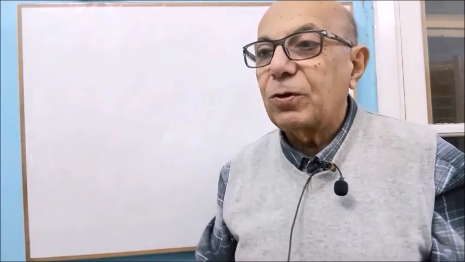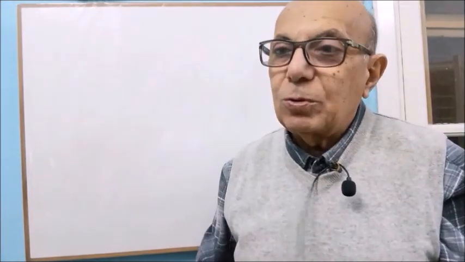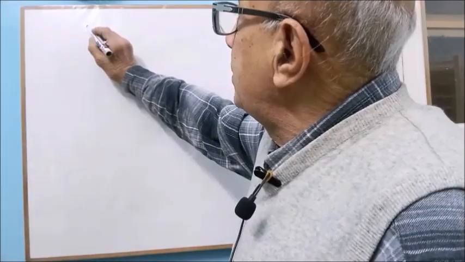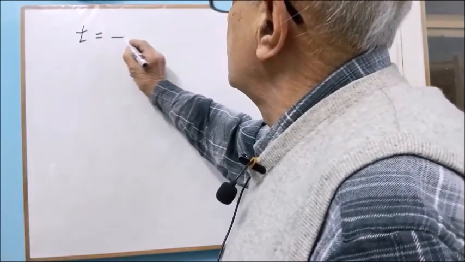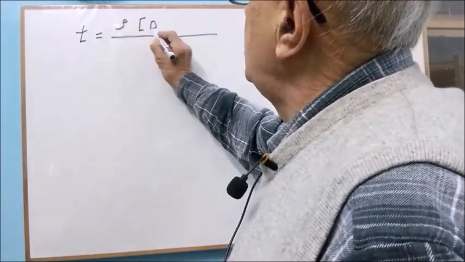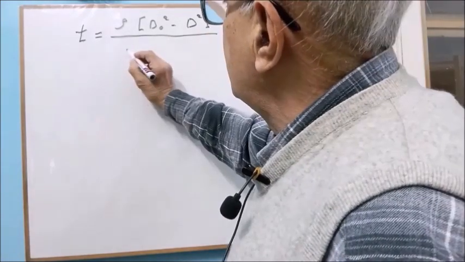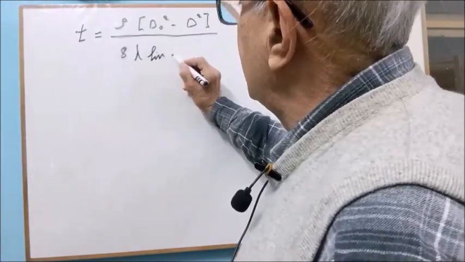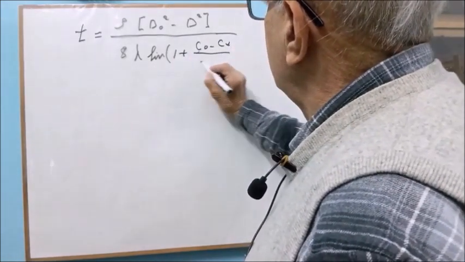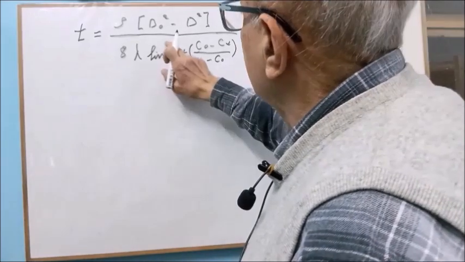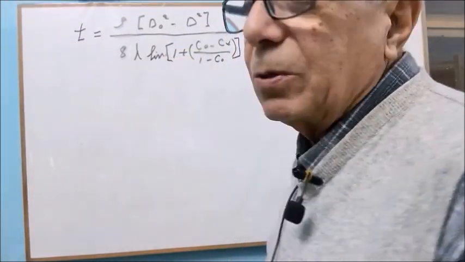I've mentioned before the formula for the time necessary for a droplet to evaporate, whether water or whatever. And this formula, as I gave it before, was T equals rho (d0 squared minus d squared) over 8 lambda, times ln, the natural logarithm, of 1 plus (C0 minus C infinity) over (1 minus C0). Let's make the outer bracket in rectangular form, that's all.